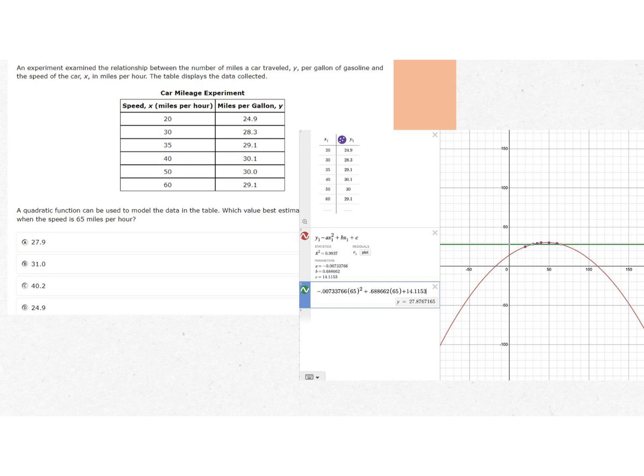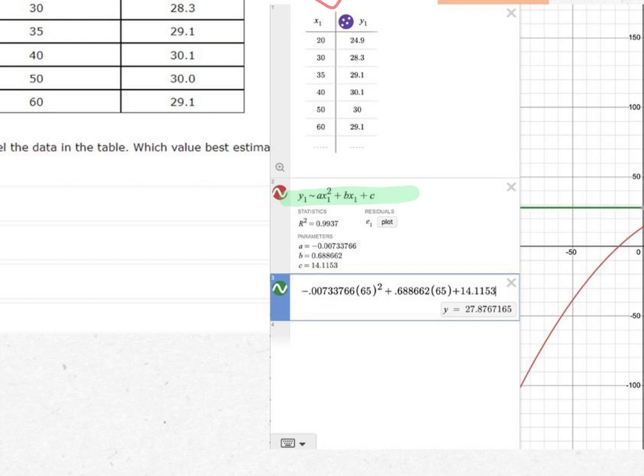So you'll notice on my Desmos, I just took the table from my problem and plugged it in, because I had already made note that this was a quadratic. To create my line of best fit, I told Desmos I needed it in this format. And then from here, I just created the equation in order to solve my problem. It asked me what is the best estimate at 65 miles a gallon.